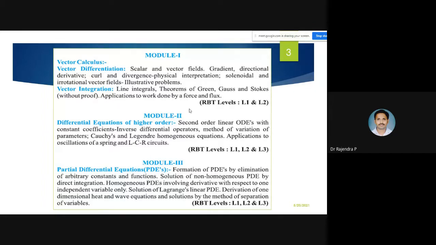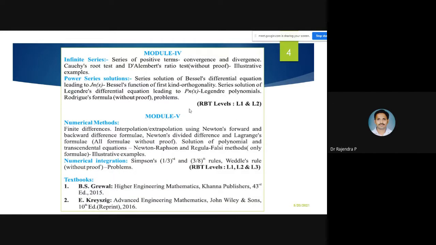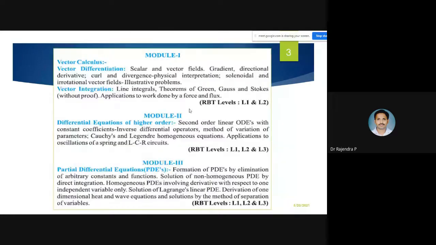We'll start with module 2 and module 3, and then directly we'll jump into module 5, numerical methods. Then we'll finish module 4, series. And finally, we'll come to module 1, vector calculus. So this will be the sequence that we are going to follow.